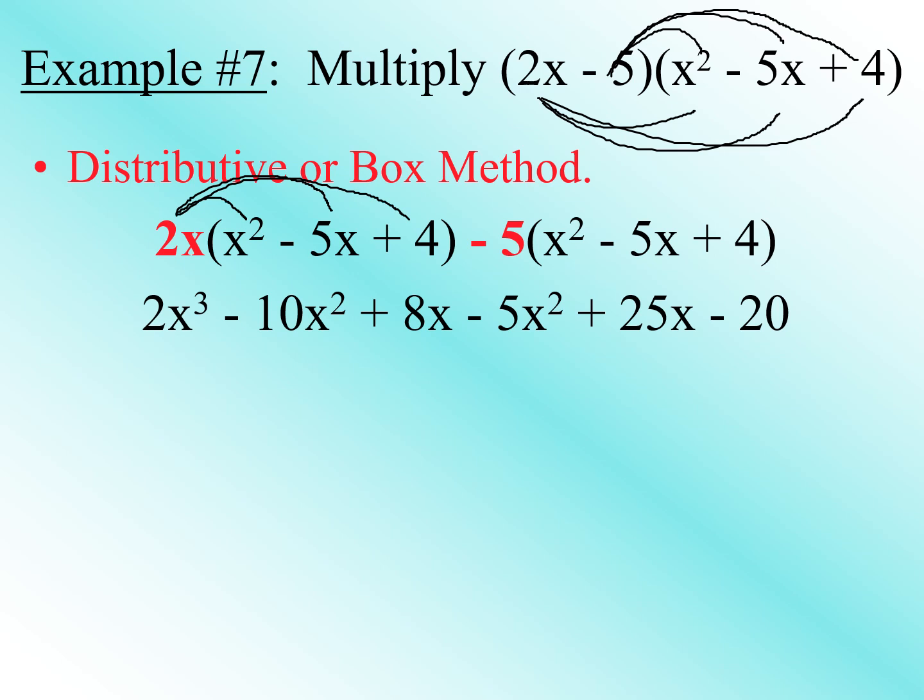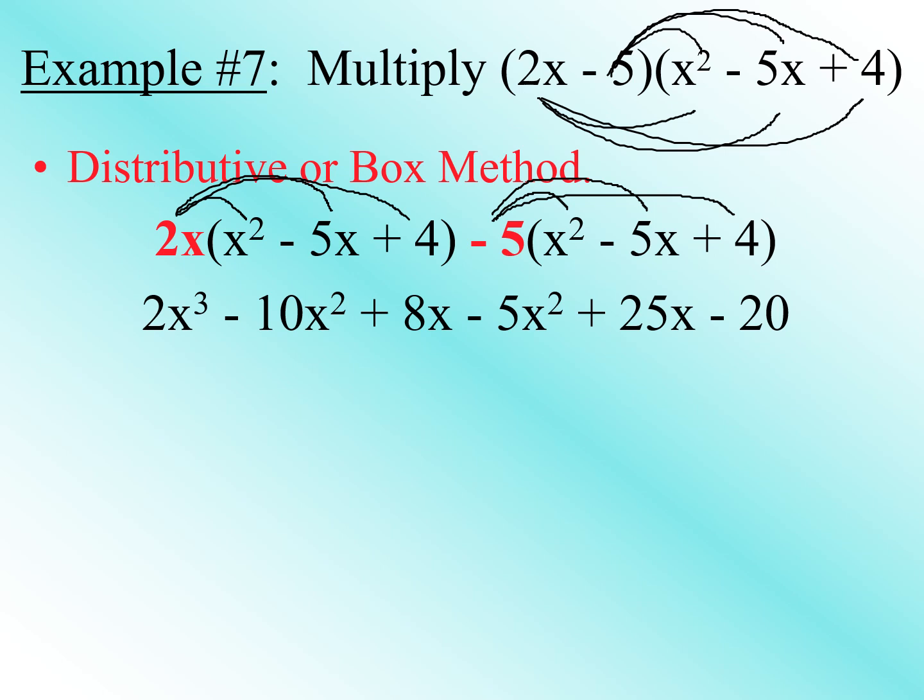All right. Then we proceed with this negative 5 times x squared. What is that? Negative 5x squared. So we write it continuously. And then negative 5 times negative 5x, that is positive 25x. Okay, why positive? Because negative times negative is positive. 5 times 5 is 25, and we copy the variable x. Then we have negative 5 times 4. That is negative 20. So that's why we have here negative 20.